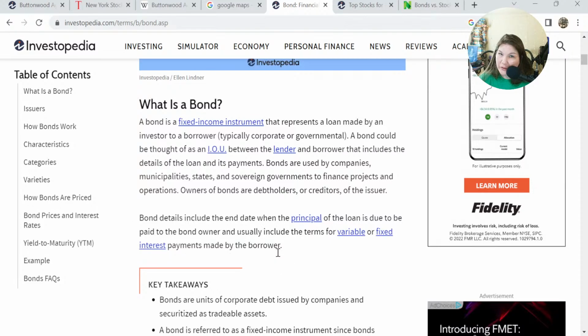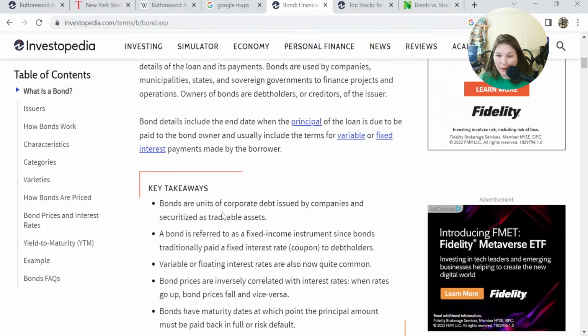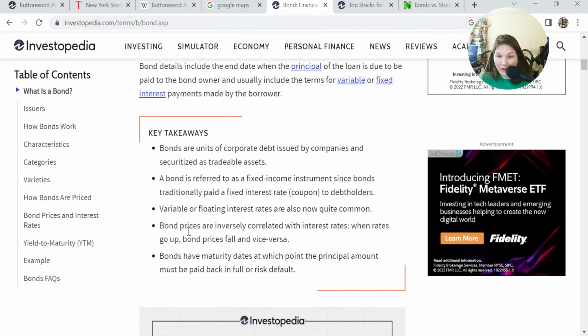So, interest is on bonds, guys, and we do not have interest on shares, right? If we buy a share of stocks, we do not have interest. So, there's another difference between stocks versus bonds. So let's get our key takeaway.